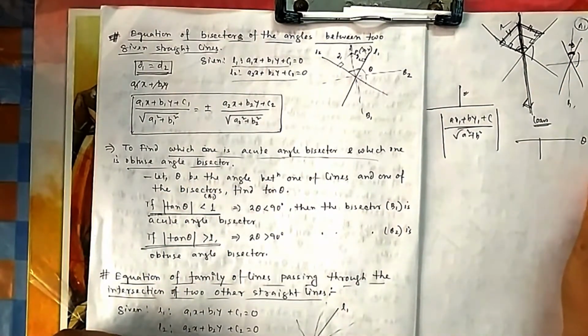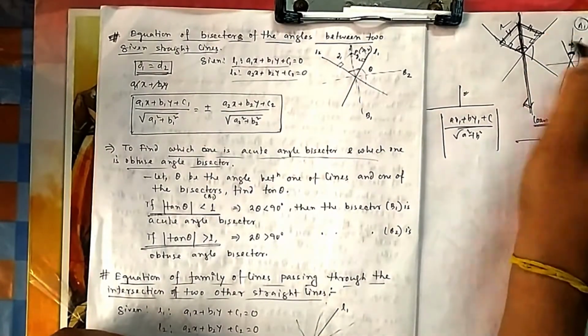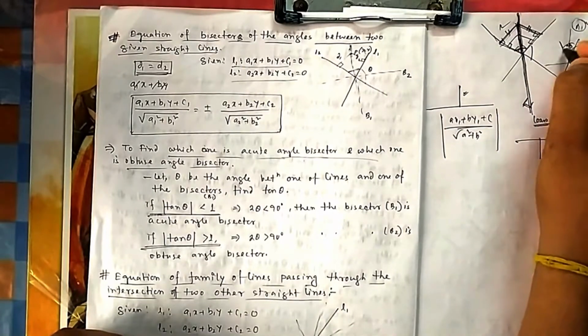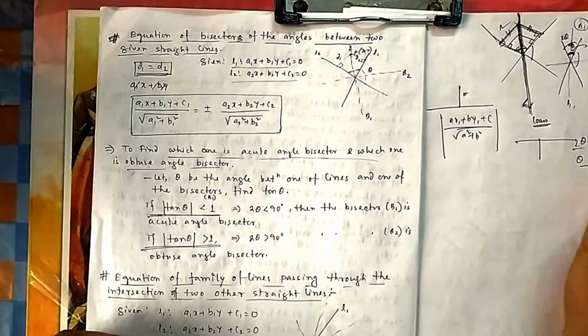Acute means it is less than 90. So suppose this small angle is theta, this half angle is theta. So the total angle is 2 theta. So 2 theta is less than 90, so your theta should be less than 45.